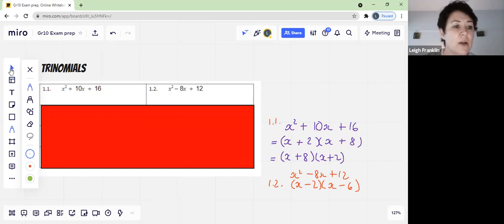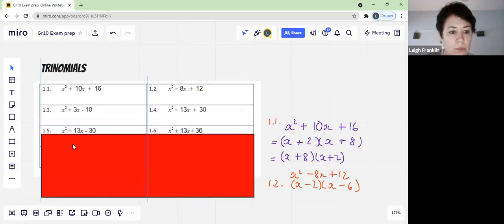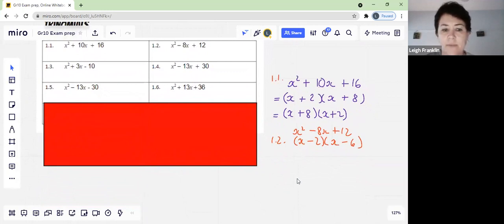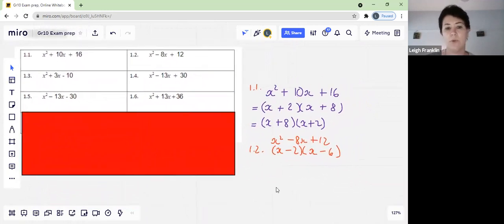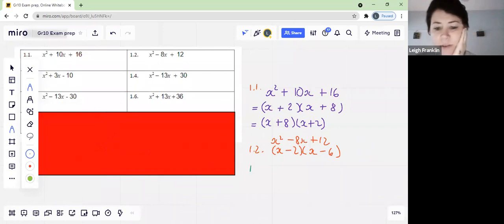Good. Let's have a look at what the next one looks like. Tell you what, let's do 1.5. We can always come back to 1.3 or 1.4. Let's do 1.5. Who's going to do 1.5 first? Middle term is negative. Last term is negative. So go for it, Sihle, what do you think we should write?